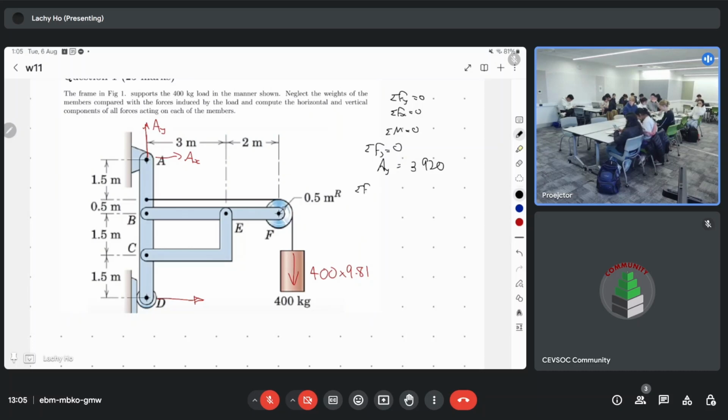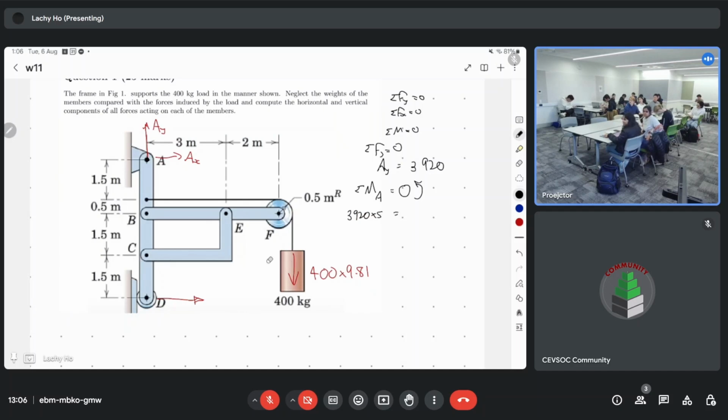So let's do sum of the moments. The way I want to take moments is at any place where I can reduce the number of moments in my equation, wherever there's a zero point. So I'm going to take this point here. Sum of the moments at A equals 0 because it's a statics question. Anything going clockwise, anything going anti-clockwise. This 400 kilo weight has a distance of 5, so 3920 times 5.